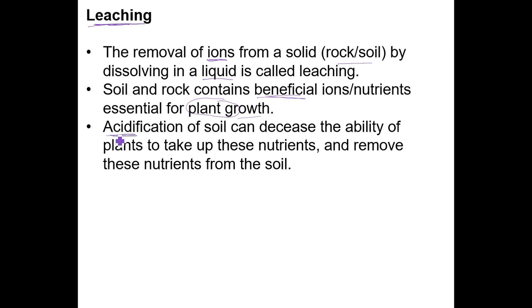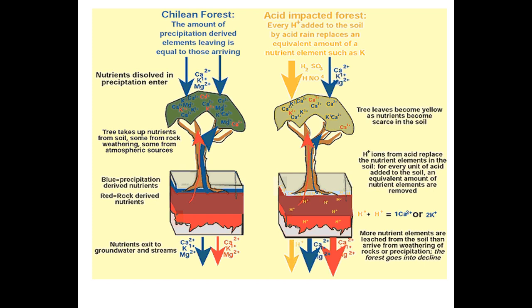So acidification resulting from acid deposition, whether it's rain or snow or dry deposition, this acidification of the soil is going to decrease the ability of plants to take those nutrients out of the soil because they're simply being removed or lost from the soil. So let's take a look at a picture here.